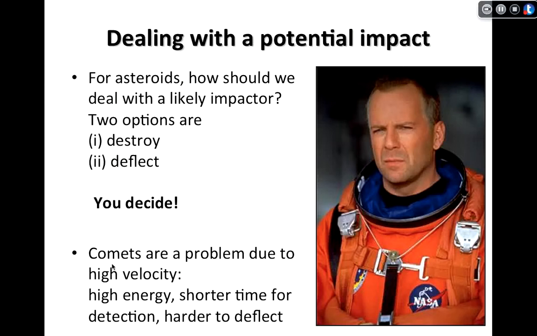There are basically two options for asteroids. We're not really going to talk about comets, because comets travel so fast, we have two problems. One is, we just don't have as much notice of a comet arriving. By the time we've seen it, it's traveling at maybe 70 kilometers a second. We don't get a whole lot of time. Also, because it's traveling so fast, it would be much harder to go with the deflection option. You would need to push it a lot harder, a lot quicker to get it to move out of the way.